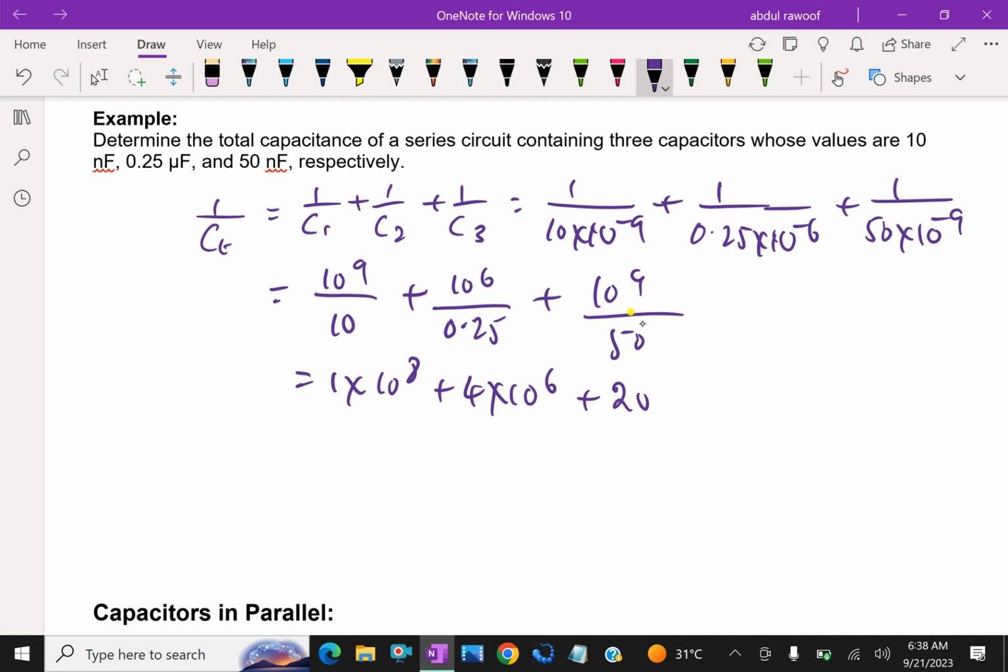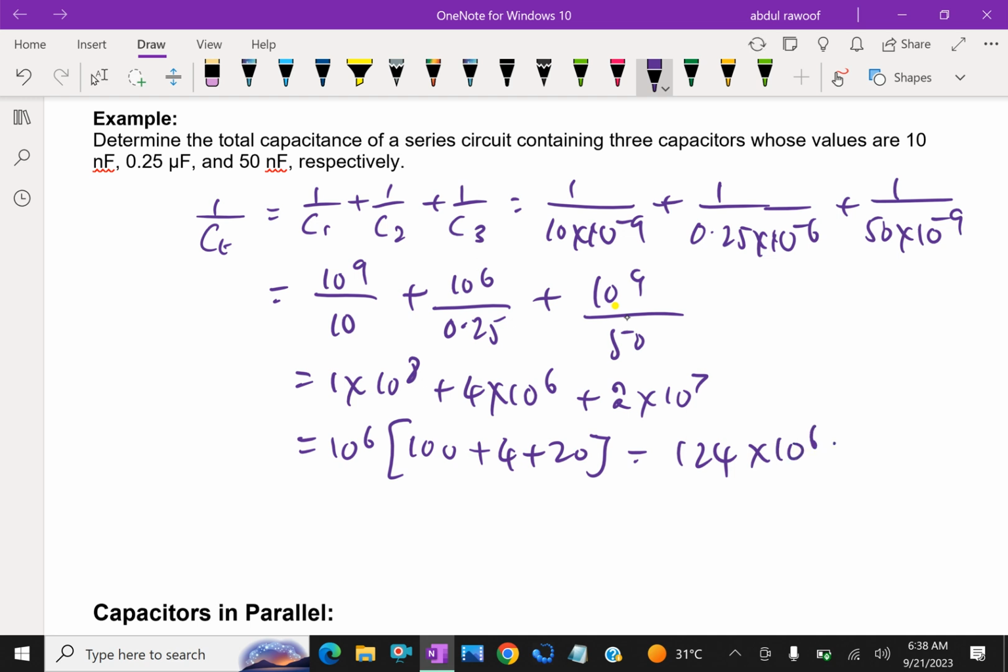That is 2 into 10 power 7. So take out common 10 power 6. Here 10 power 6 is 100 because 10 power 2 balance. Then 4 plus 20, which is equal to 124 into 10 power 6. Here you can see this was farad.